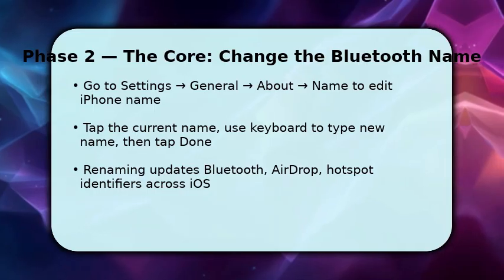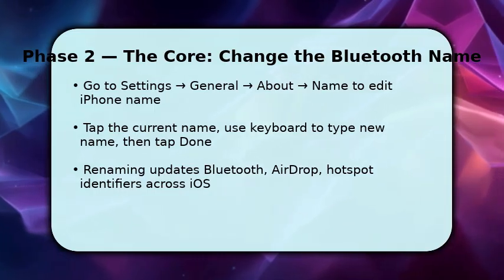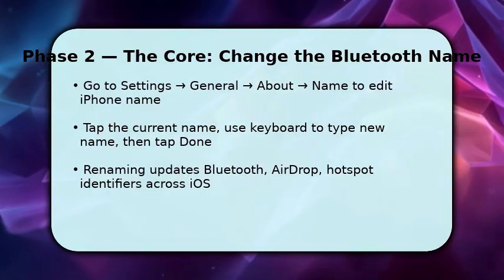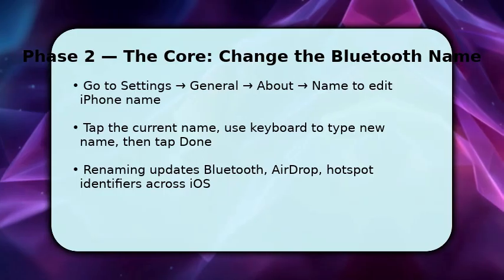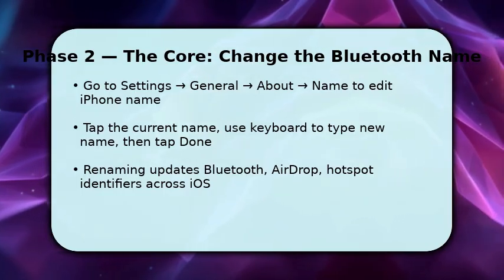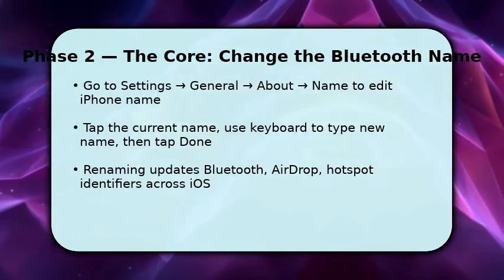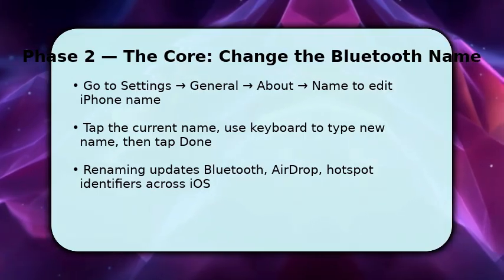Tap Done to save. This changes the iPhone system name, which is what Bluetooth broadcasts, as well as AirDrop and hotspot labels. Make sure to use characters you want others to see. Spaces and emojis are allowed, and verify the new name appears in the Bluetooth list.